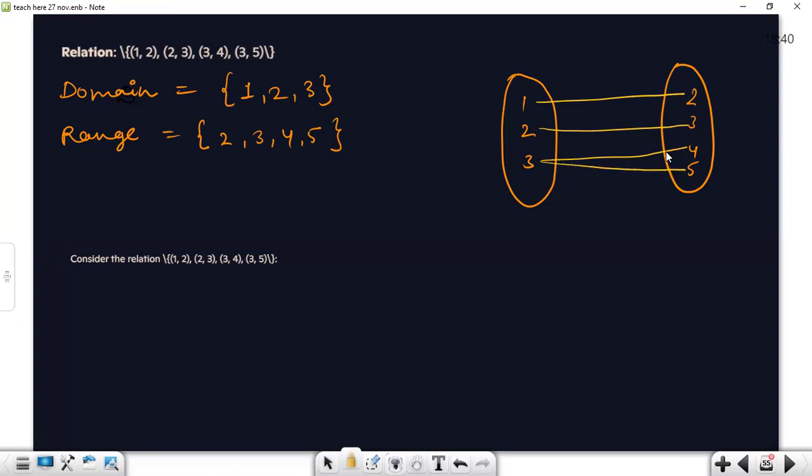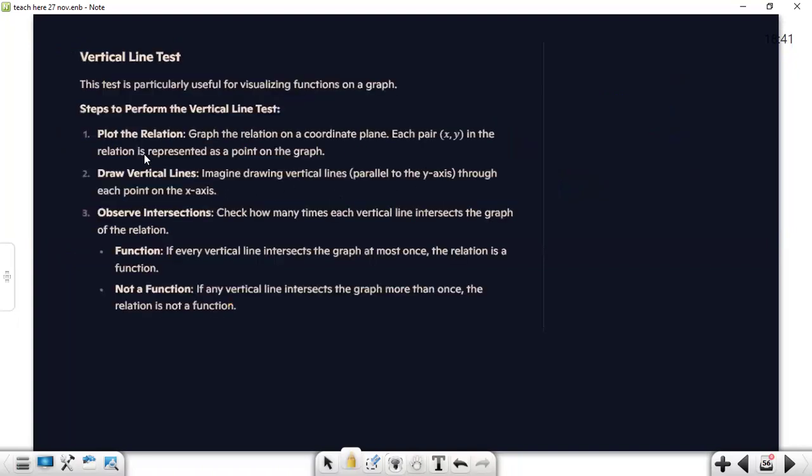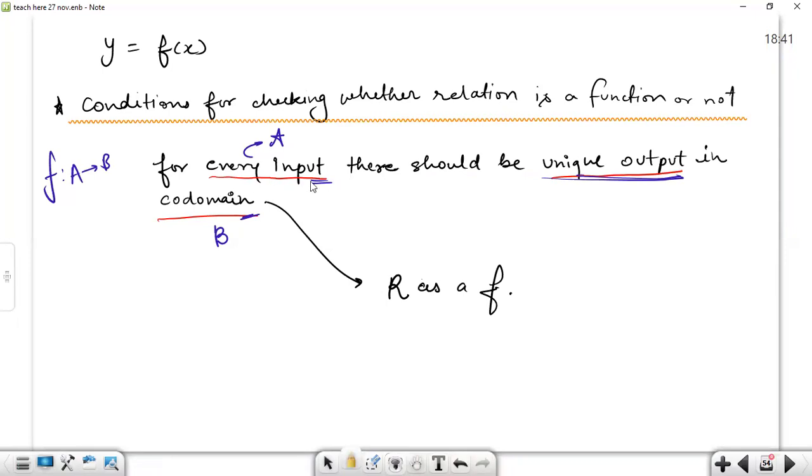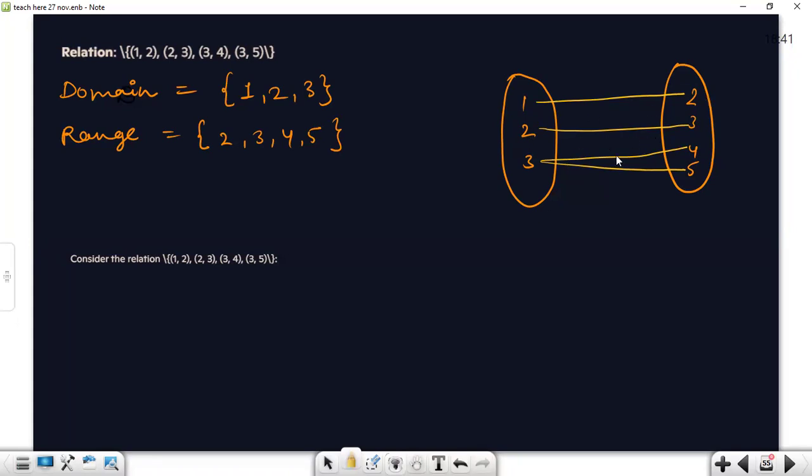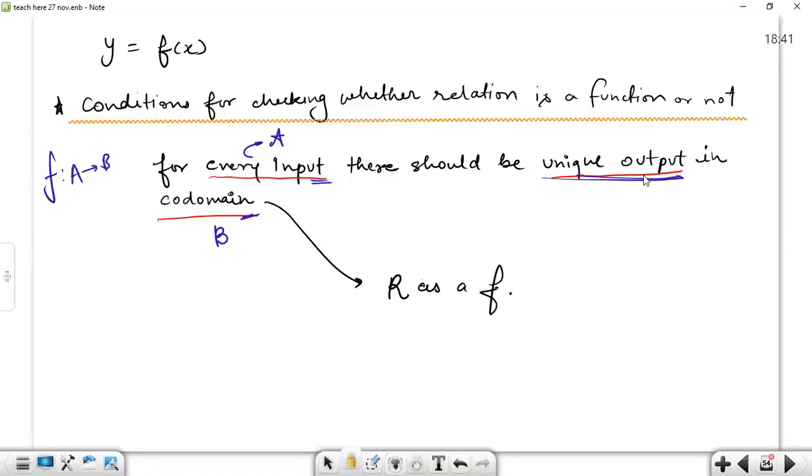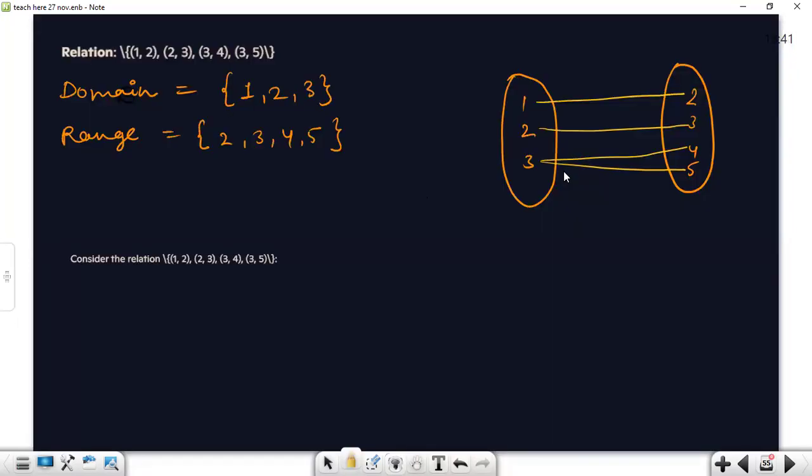Now the problem here is that for every input there should be a unique output. So for every input there is an output, not a problem here. There should be a unique output in the codomain. But here, what we are observing is that 3 has two outputs. Yes, 3 has 2 outcomes. So that's why the given relation is not a function.